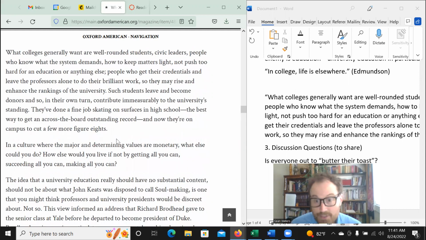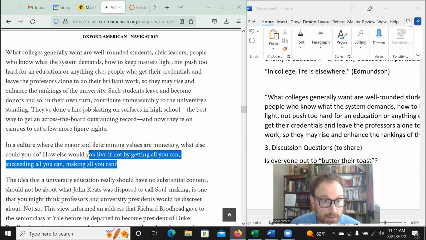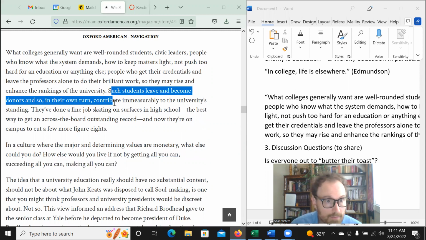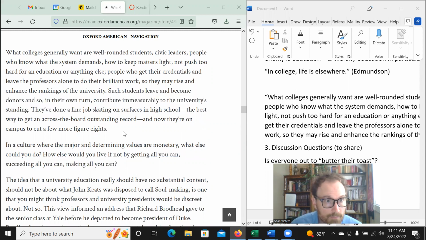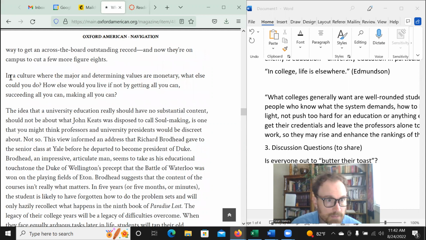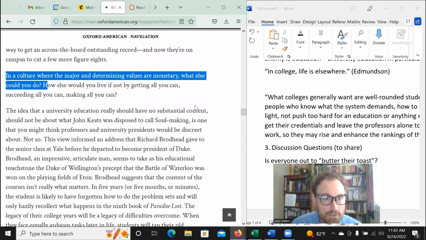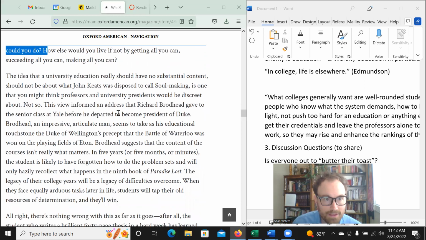And it looks like my first idea of what the claim might be is shifting as I'm reading. So this is what colleges want. He's critiquing colleges, it seems like. In a culture where the major and determining values are monetary, what else could you do? How else would you live if not by getting all you can, succeeding all you can, making all you can?